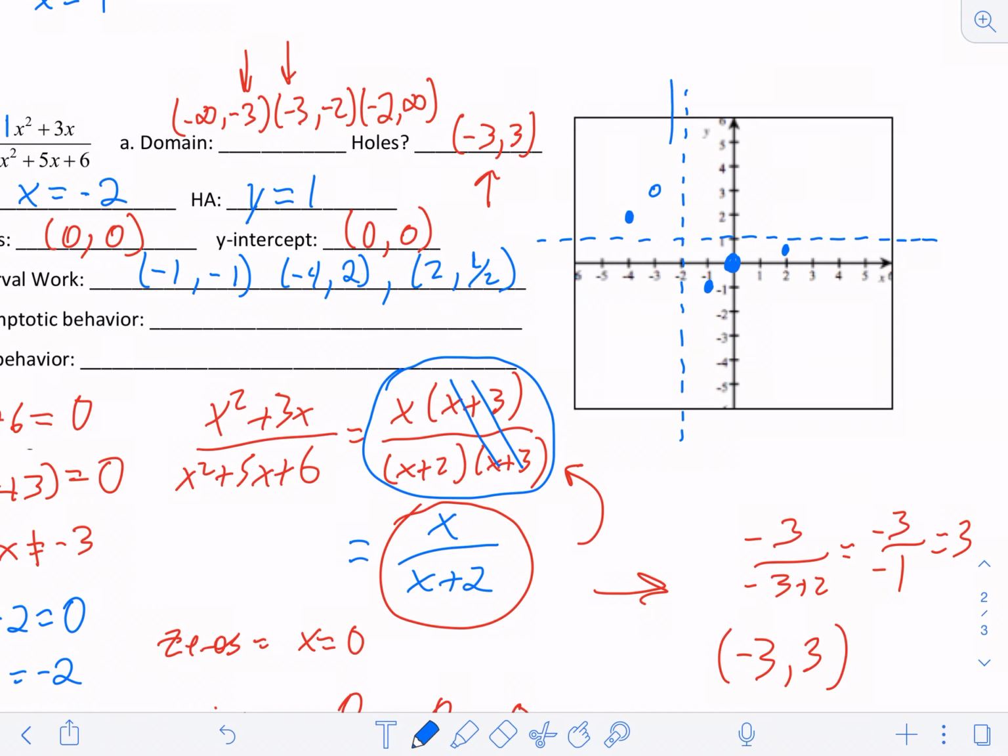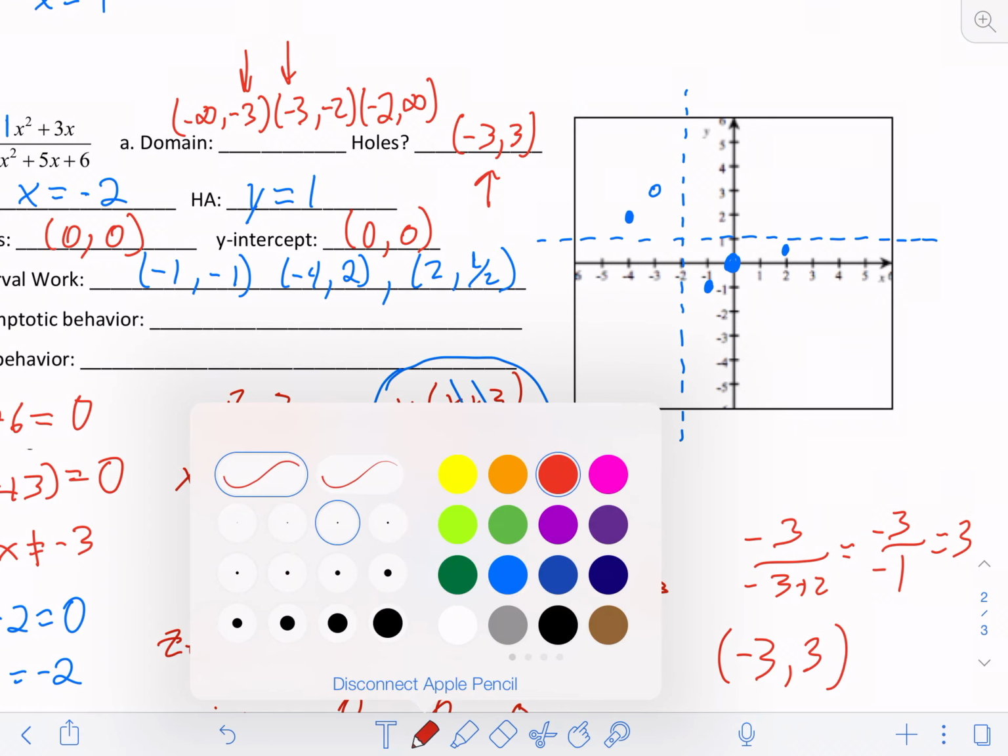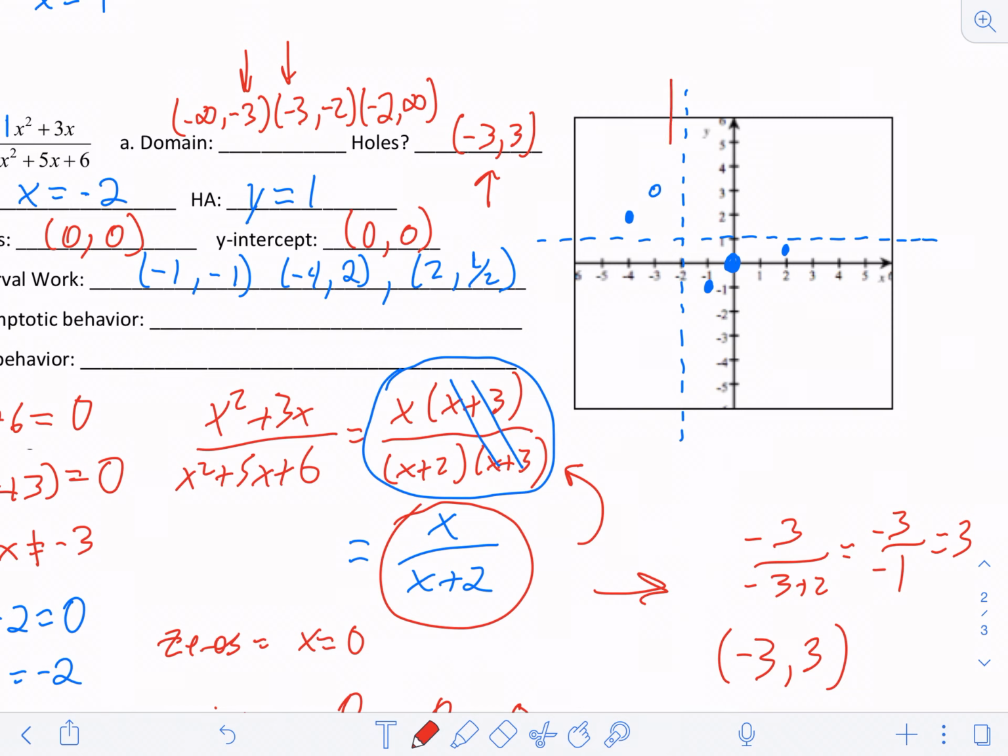I can now graph my functions just like I did on the other ones. I've got a curve that's going to hug my asymptotes. Let's do this in red, just to be consistent with my graph. Here's my hole, and notice, or my curve, and it's going to skip through that point -3, 3. That's a hole. And again, why is this a hole?